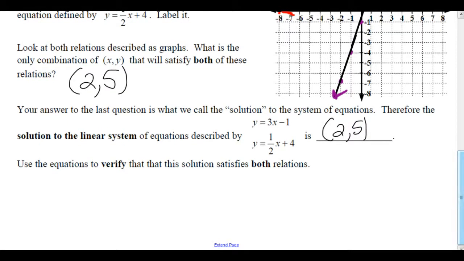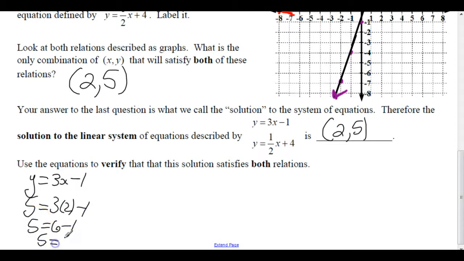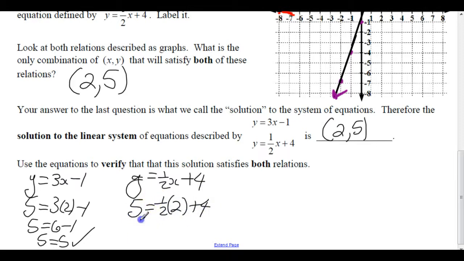Use the equations to verify this solution satisfies both equations. So the equation is y equals 3x minus 1. 5 is equal to 3 times 2 minus 1. 5 is equal to 6 minus 1. 5 is equal to 5. Yes, it is. And y is equal to 1/2 x plus 4. 5 is equal to 1/2 of 2 plus 4. 5 is equal to 1 plus 4. 5 is equal to 5.